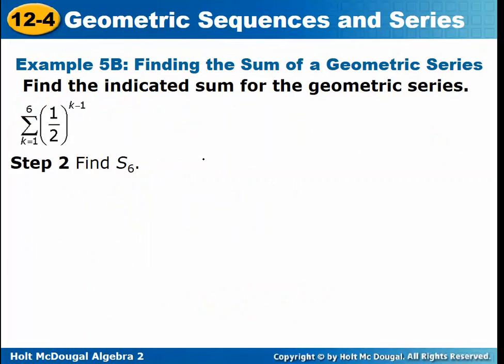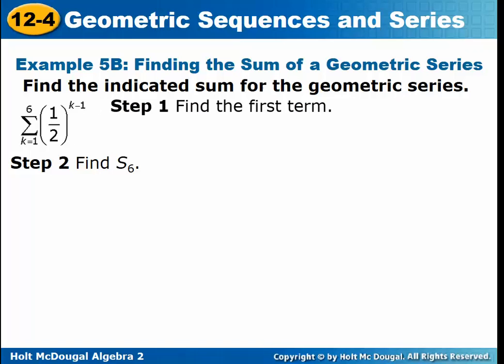Okay, now for another example, we are going to work with a fraction in this one. So we're going to be finding the sum of a geometric series when we have the sigma notation. So we're going from k equals 1 to 6, and our common ratio is 1/2. That's what it is in parentheses here. And we are to the k minus 1.